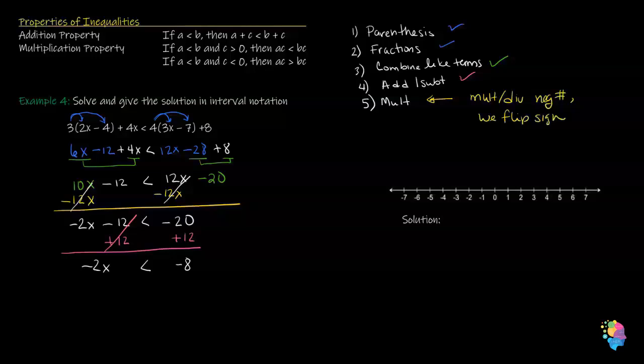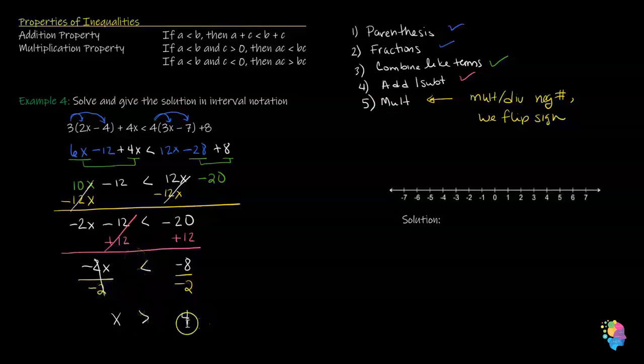So let's check here. Now I have this negative 2 being multiplied times x. So I'm going to divide both sides by negative 2. On the left side, this gets eliminated, giving me x only. On the right side, negative 8 divided by negative 2, that would be positive 4. And because I divided by a negative number, I have to flip this inequality, becoming greater than. Let's go graph. This is x greater than 4. So I'm going to go to my number line.